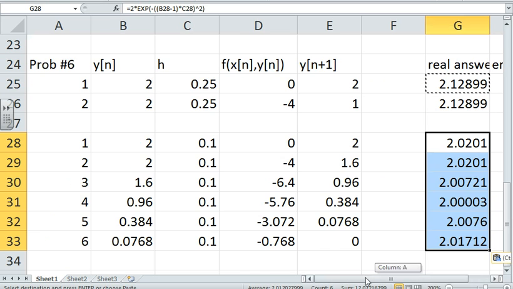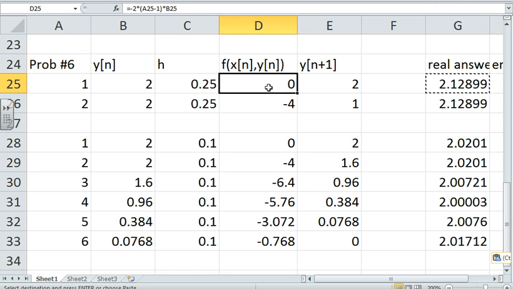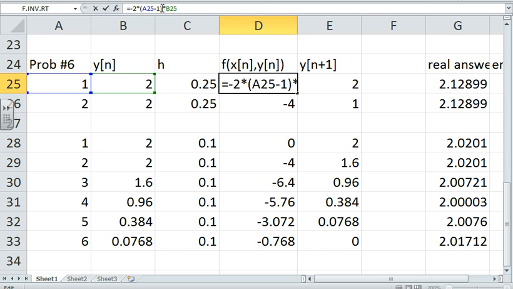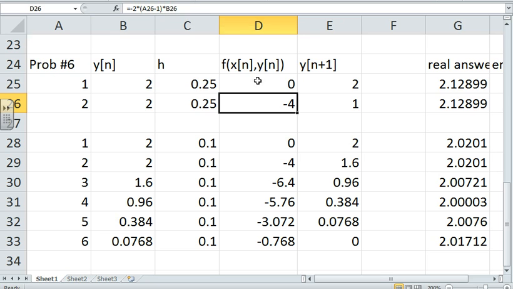All right. Am I doing the same thing? H. This is that times B25 times B25. This has to be times C25 times C25. Okay. Copy. Paste.